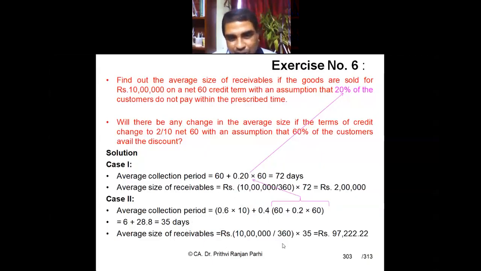And the average size of receivable is 10 lakh divided by 360 into 35, it comes to 97.22. So if you go for the new scheme, our average receivable at any point of time, this much will be outstanding, 9,722. If you go for the old scheme, then at any point of time 2 lakh will be outstanding. So this much amount is blocked here. So you have to compute the cost. So naturally, case 2 is better here.